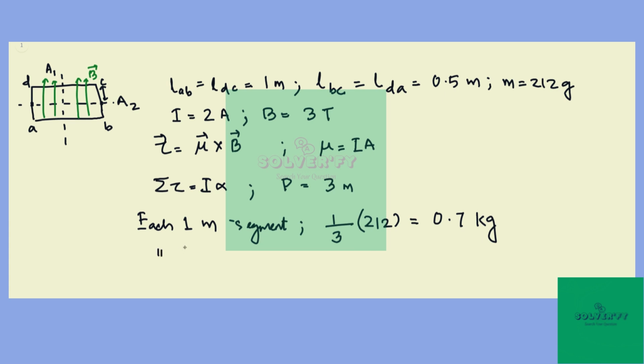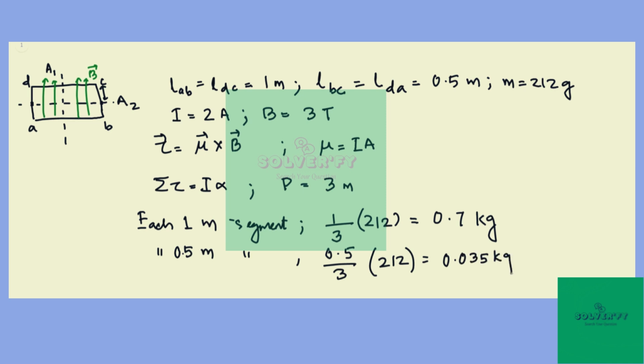Again, the mass of the 0.5 meter segment will be 0.5 over 3 times the total mass, the same process as above, and that will be equal to 0.035 kg. Then the moment of inertia will be the moment of inertia of AB plus DC, which will be equal, plus AD plus CB, all about axis A2.